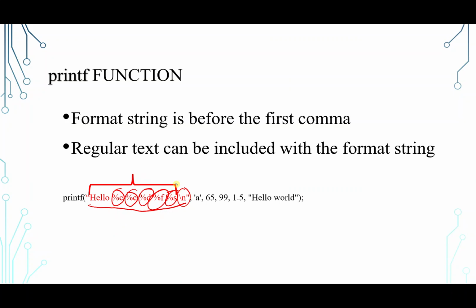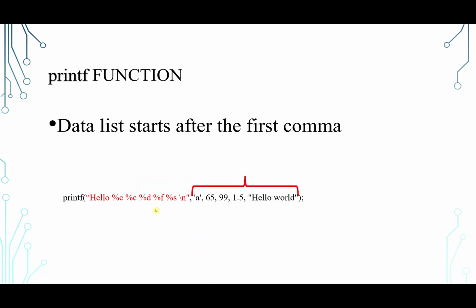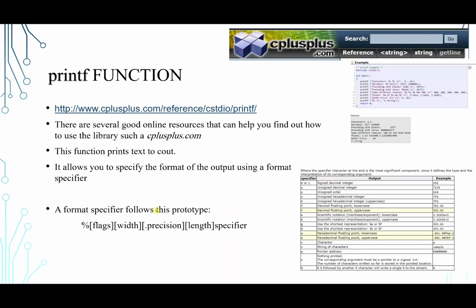So where do I put the things I want to plug in? After the comma. So A for the first one: 65, which is representing A in ASCII. It goes to the next one, 99 is your decimal number, and so on. So these are the data list, which starts after the first comma.